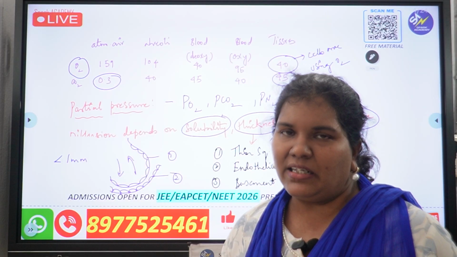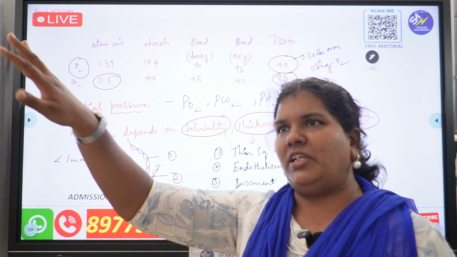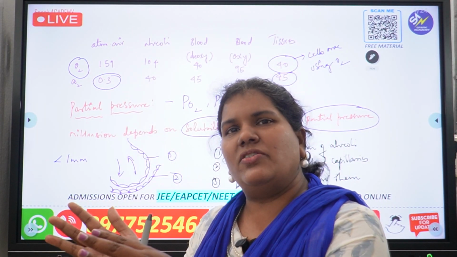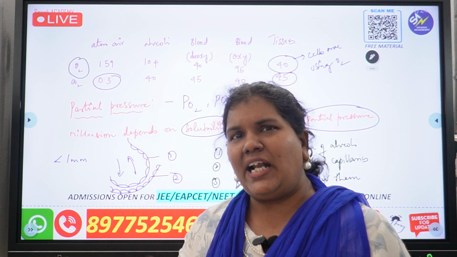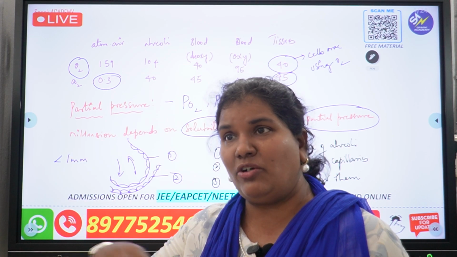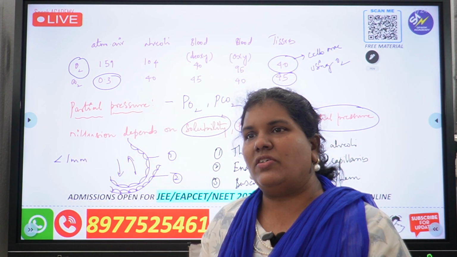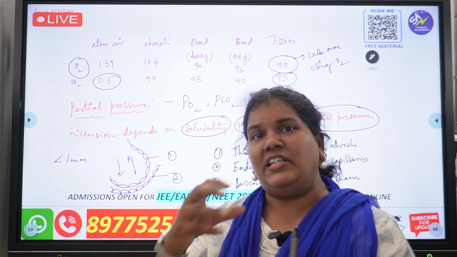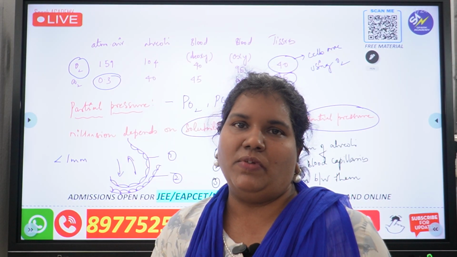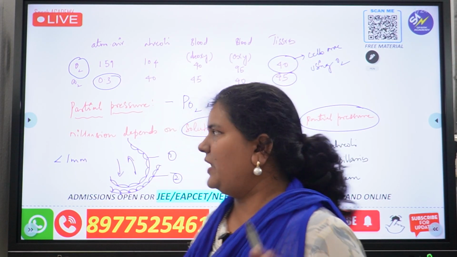The faster they get dissolved, the faster they get transported to the tissues or from the tissues to outside. And it is seen that when oxygen and carbon dioxide are compared, carbon dioxide has more solubility, in fact 20 to 25% more solubility than oxygen. That means carbon dioxide gets dissolved much faster in the plasma of the blood than oxygen. Faster it gets dissolved, it gets transported much faster than oxygen.